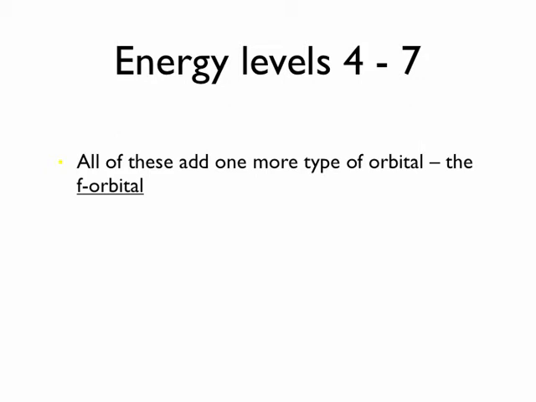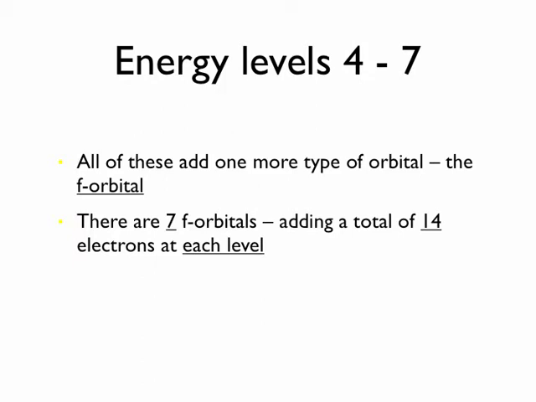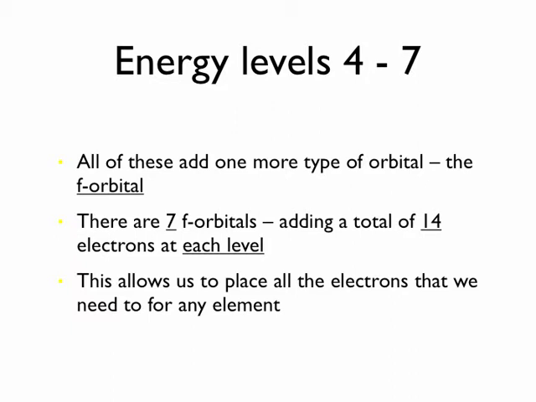For energy levels 4 through 7, we add another type of orbital called the f orbital, which is that bottom part of the periodic table, our little island from Seaborg. There are 7 orbitals, giving us 14 electrons at each level, so there are 14 blocks wide in that section of the periodic table. That allows us to place all the electrons that we need for any element.